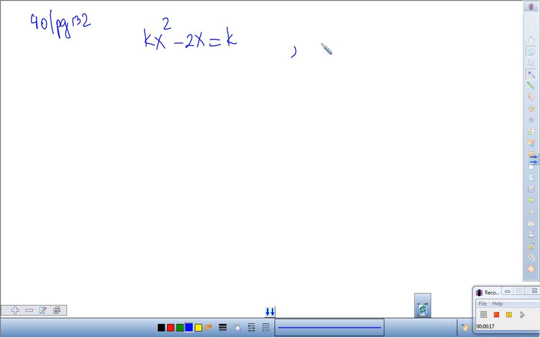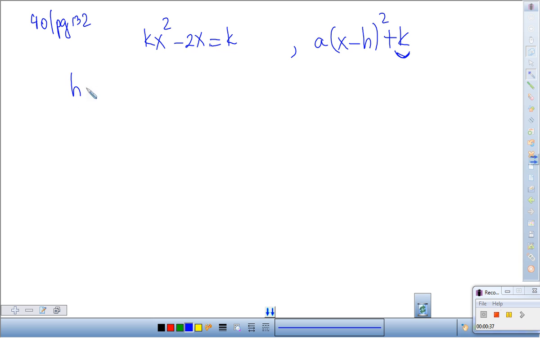And we know that the vertex form or the perfect square form of a function is a(x minus h) squared plus k. Keep in mind that the k in the vertex form of the function is not the same as the k used in this equation, so please do not get confused.